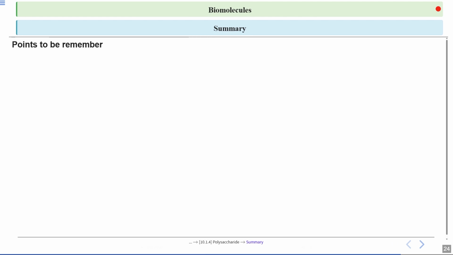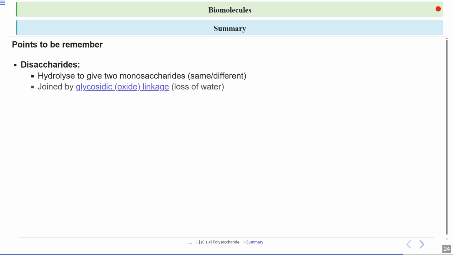Now, at last, we will summarize what we have studied in today's lecture. First, we discussed disaccharides. They are carbohydrates that, upon hydrolysis, give two monosaccharides. This means that when they react with water, they break down into simpler sugars. Disaccharides can be hydrolyzed to give two monosaccharides, and these two monosaccharides can be the same or different.